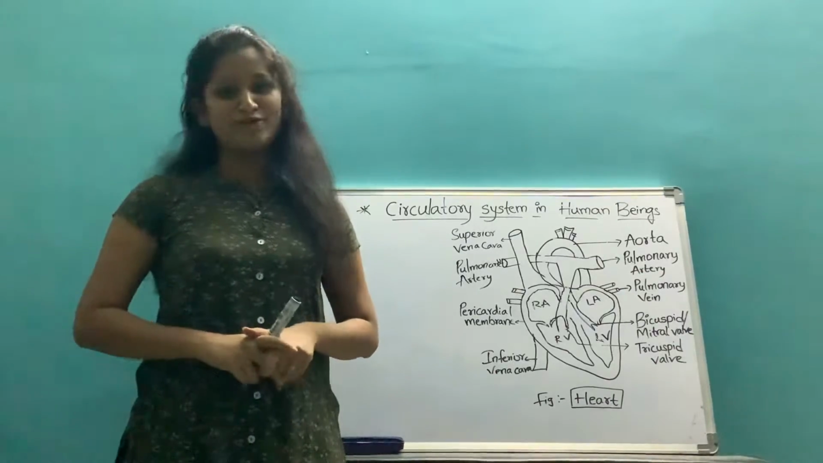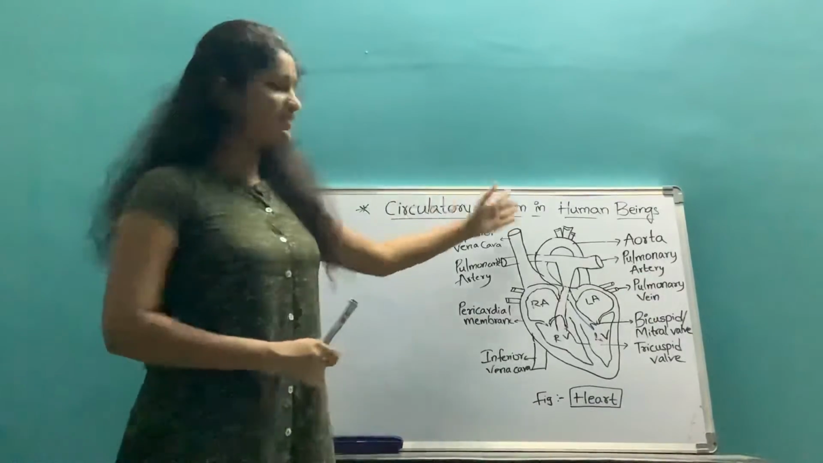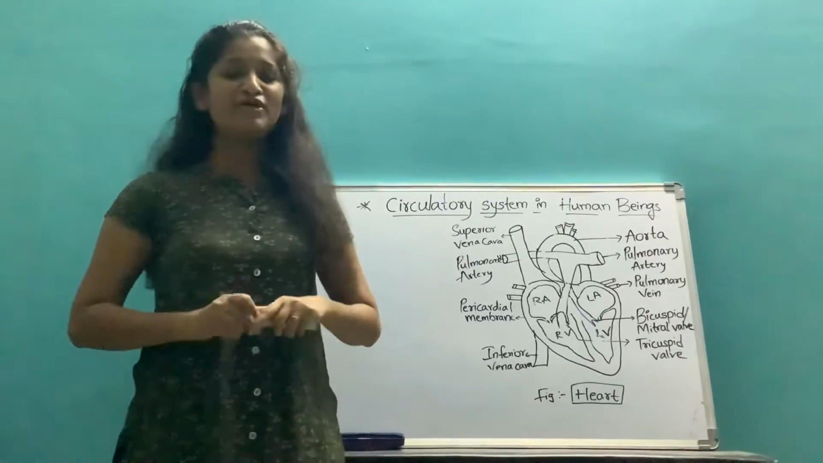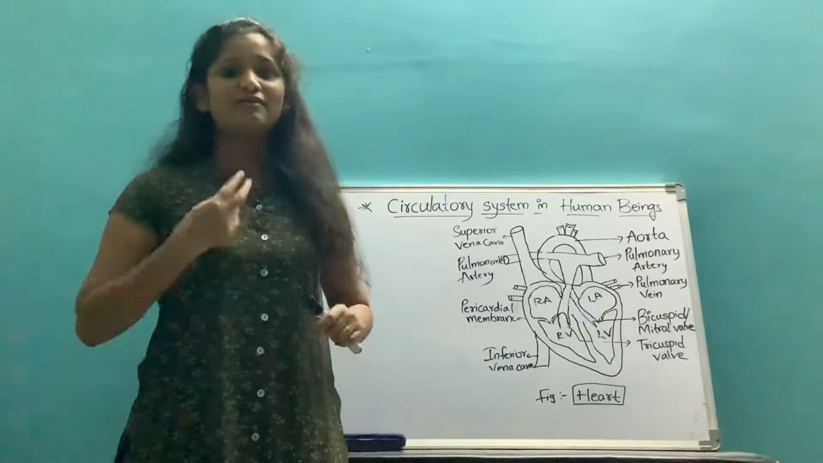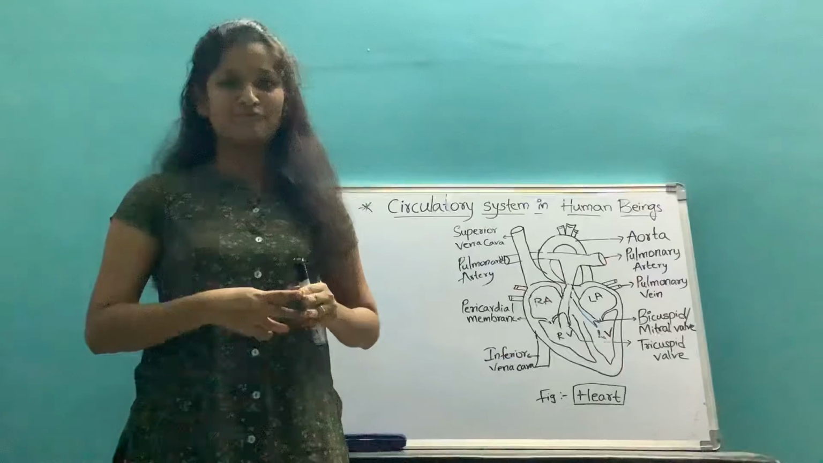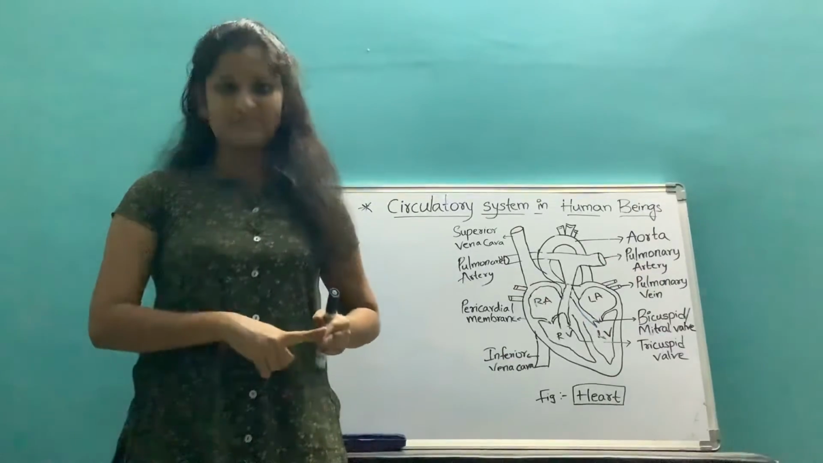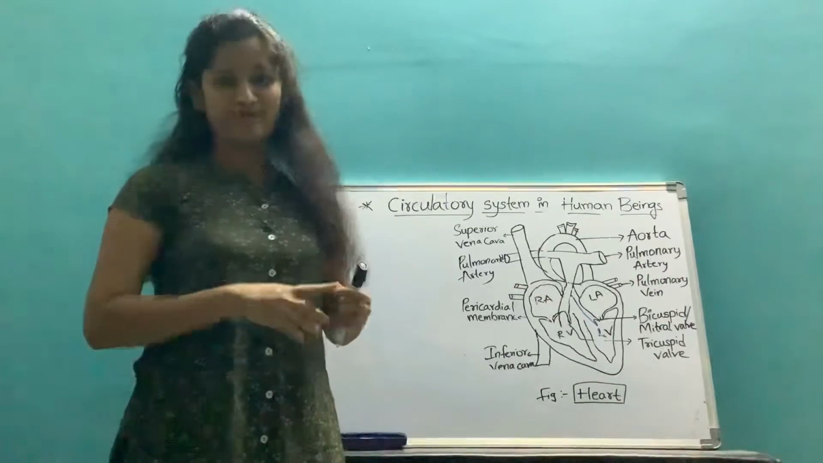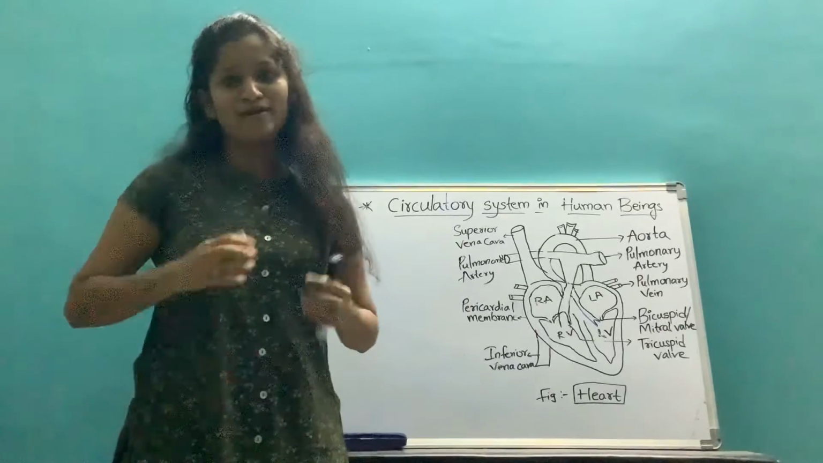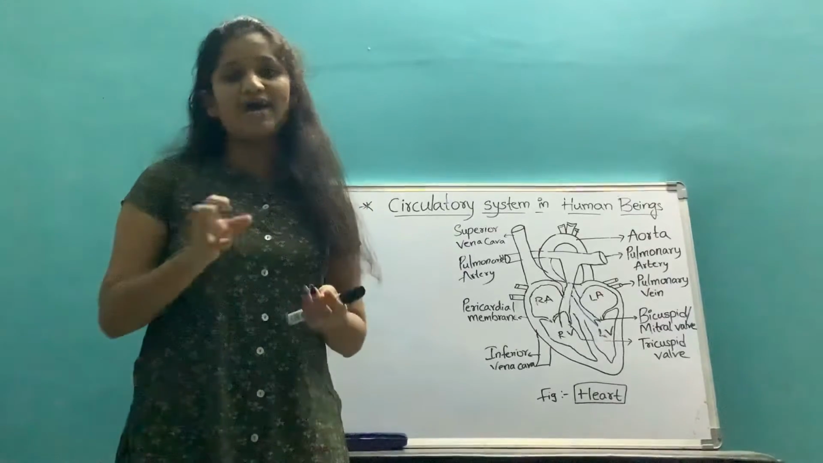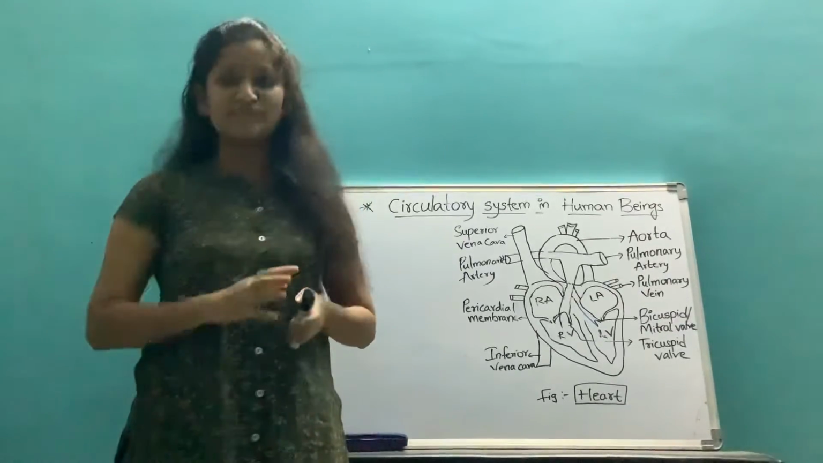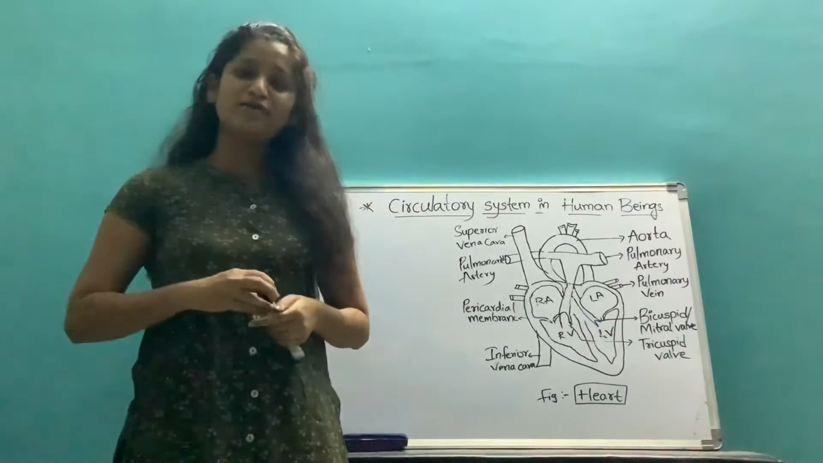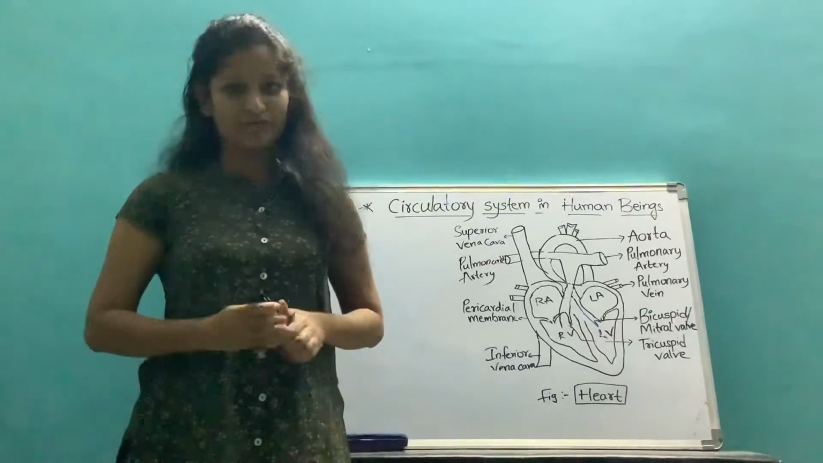So today we are going to discuss the circulatory system in human beings. When we are talking about the circulatory system, there are two questions arising in our mind. That is, what is the circulatory system? The circulatory system is a network which transports the blood throughout the body and carries the waste material for excretion. The second question is, what are the components of the circulatory system?